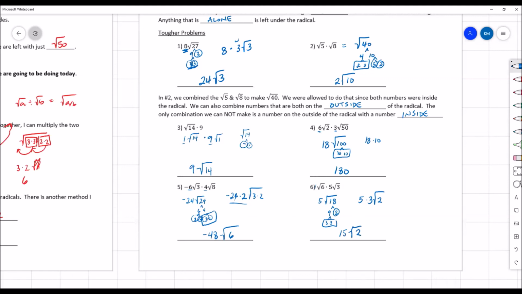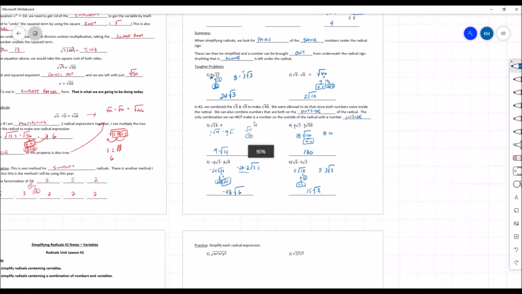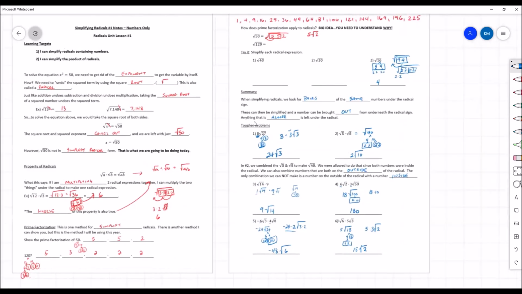Okay. And there you have it. That's simplifying radicals with numbers only. Be good at that, because then we'll add some variables and some other stuff.